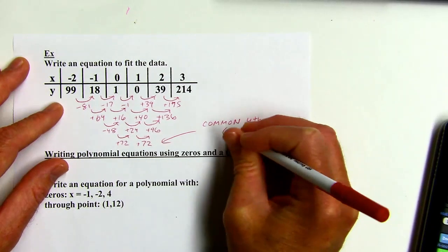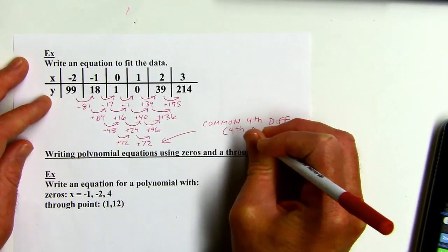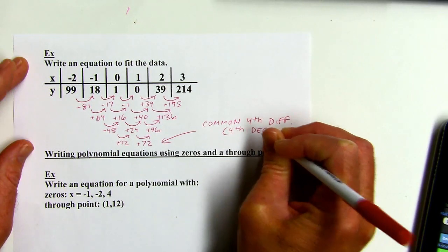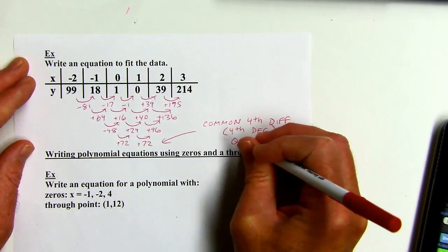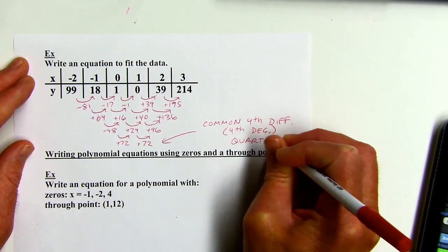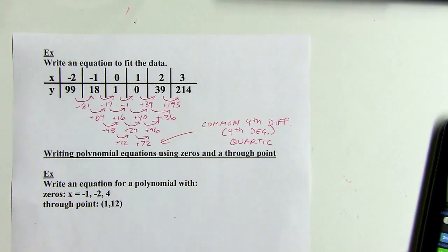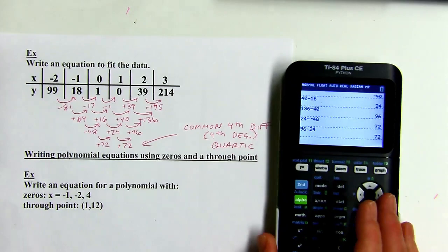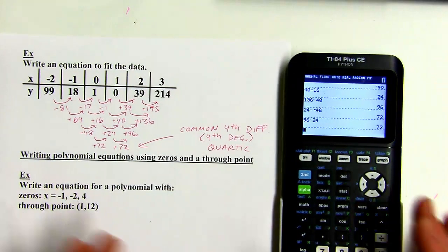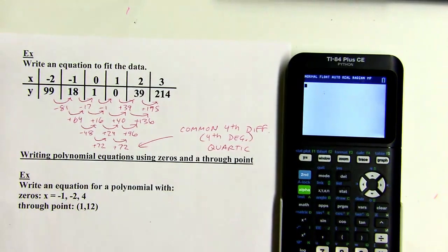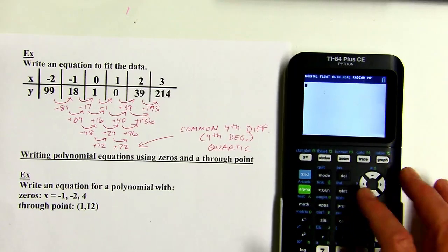That means it's going to be fourth degree. Okay, and that means it's going to be quartic. So you have to know that vocab because we're going to do a quartic regression now on our calculator. So you need to figure out what degree it is. Otherwise, you wouldn't know what type of regression to do on your calculator.